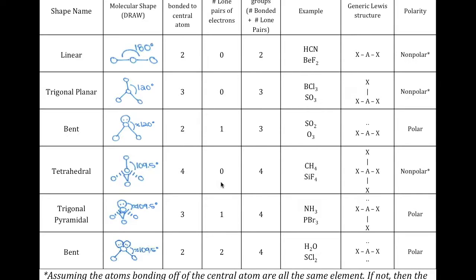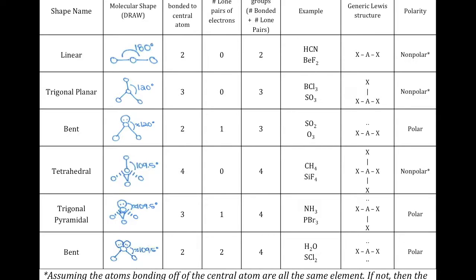Lastly, we had bent, and this is the second bent. This is the bent that has an angle of 109.5. It is when you have 2 atoms bonded and 2 lone pairs on the central atom. It too will always be polar because it has those 2 lone pairs on top, so the electrons will always be pulled slightly more in this direction.